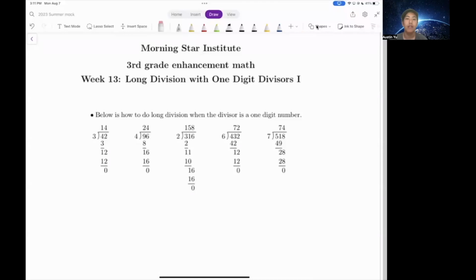Hello everyone, this is the third grade enhanced math week 13 long division with one-digit divisor solution video. Below is how to do long division when the divisor is a one-digit number.